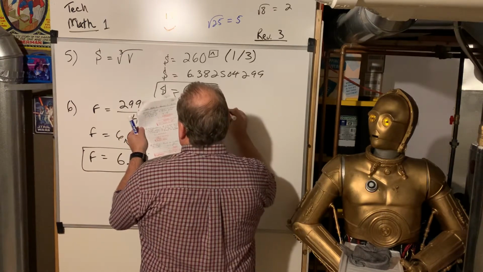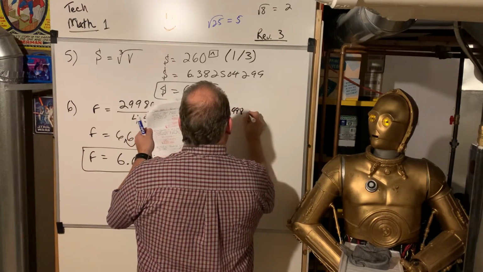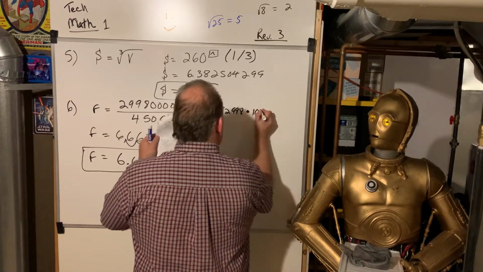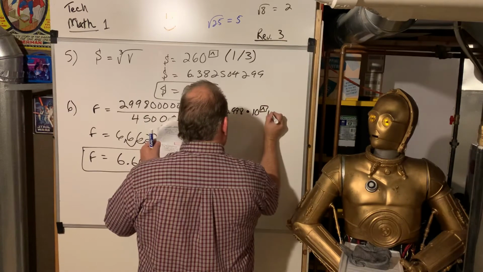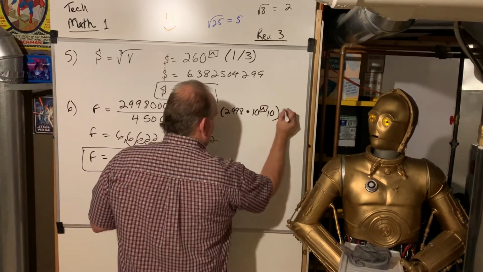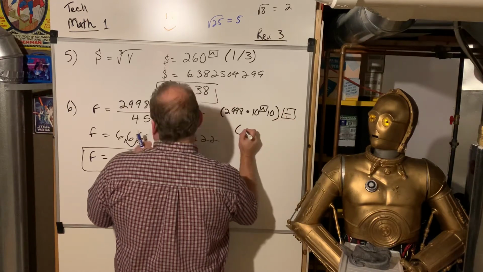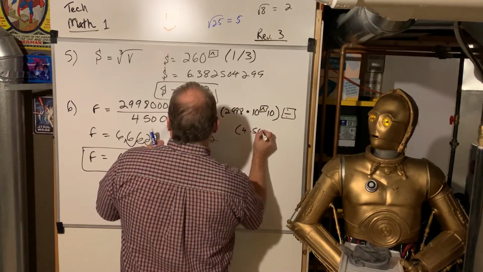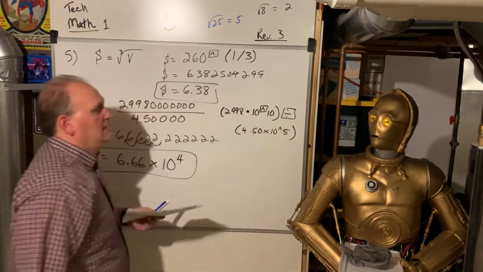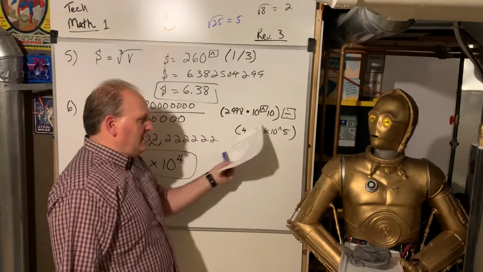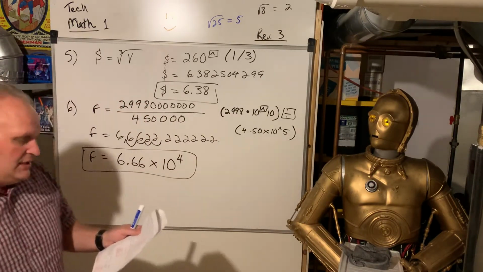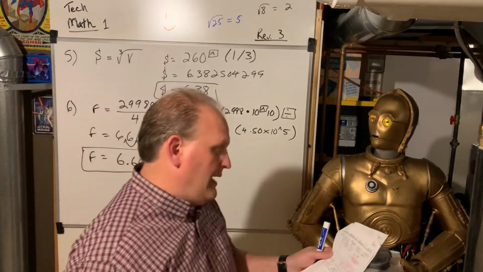Do a parenthesis 2.998 times 10, little caret to the 10th. All right. And then end parenthesis, and then divided by, and then parenthesis 4.50 times 10 caret to the 5th, end parenthesis. You type that in and hit enter, and it'll give you this answer. You'll still have to put it in scientific notation by yourself. All right, so you're doing that.